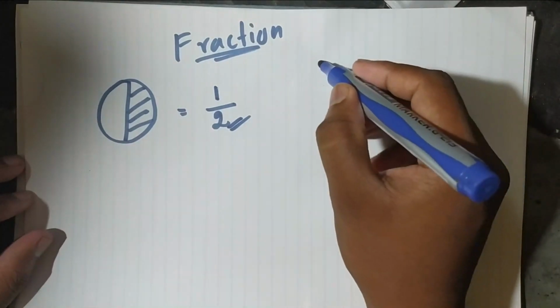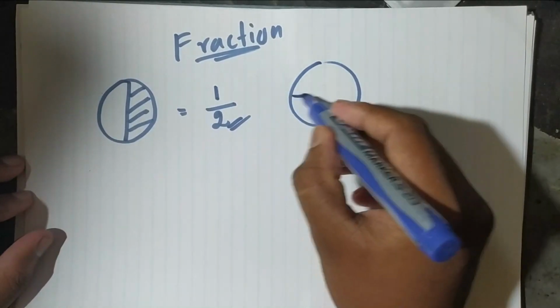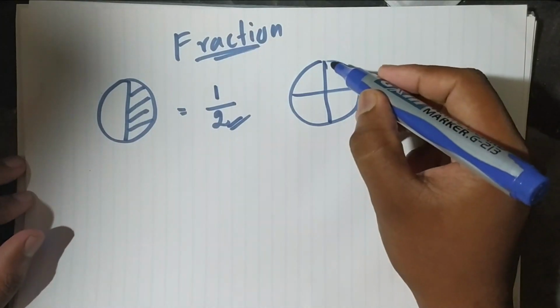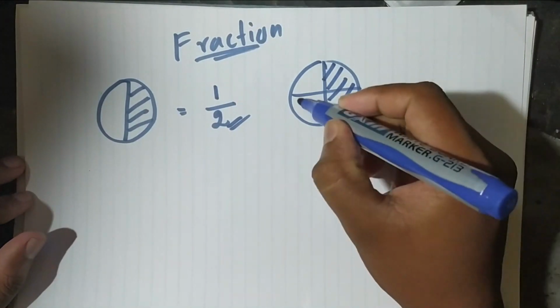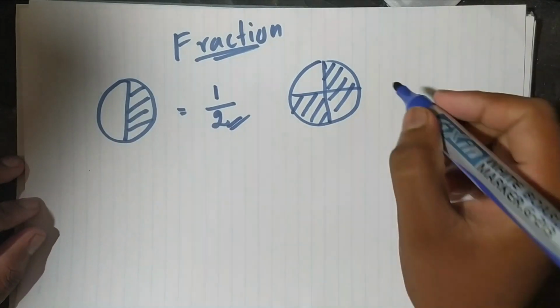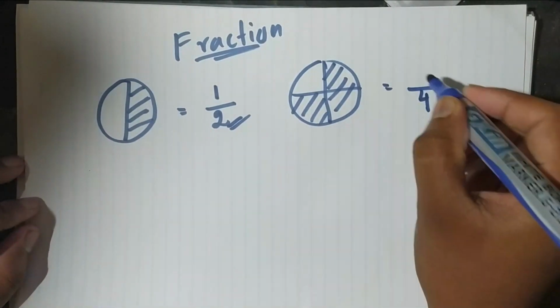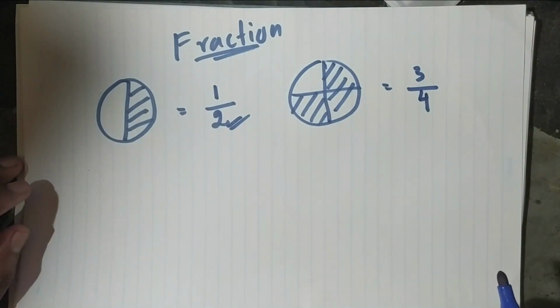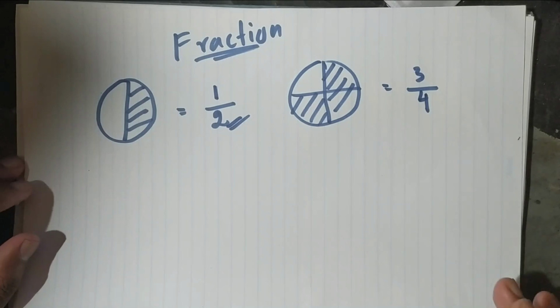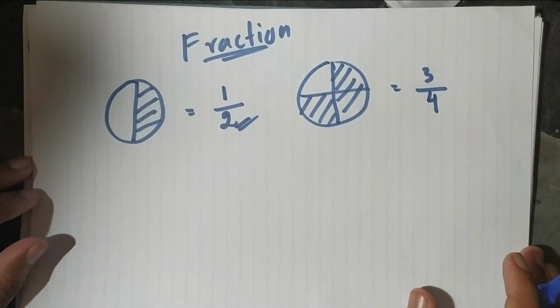Another example: I am taking a cake and cutting it into equal pieces. I am cutting this into 4 pieces and I am eating 3 pieces. So what is the fraction that I ate? Out of 4 pieces I ate 3 pieces, so 3/4. This is what we call fraction. Let's come to the point.